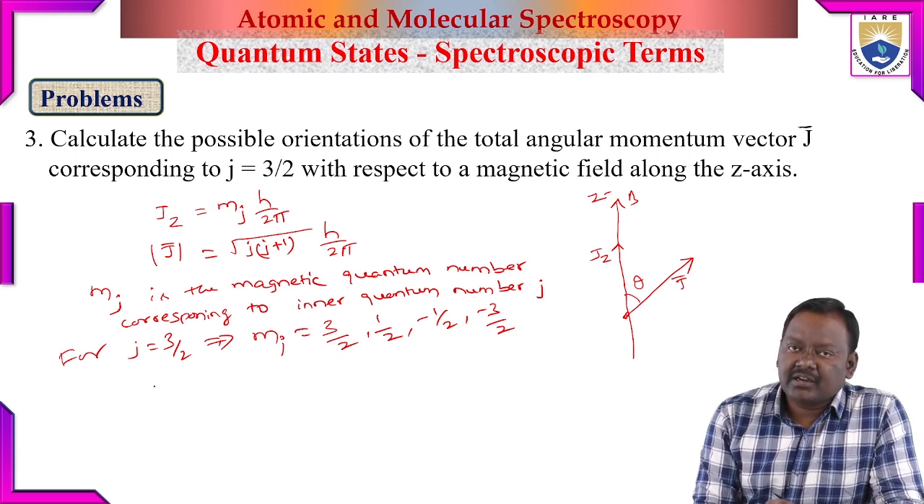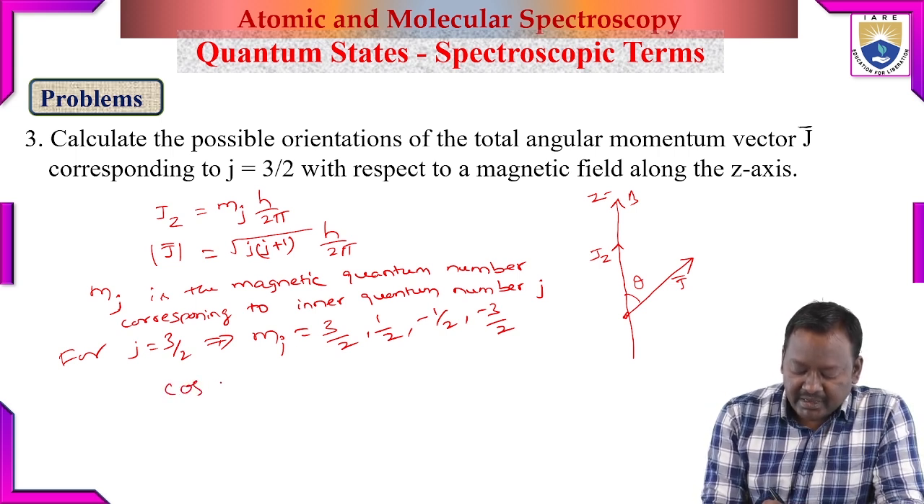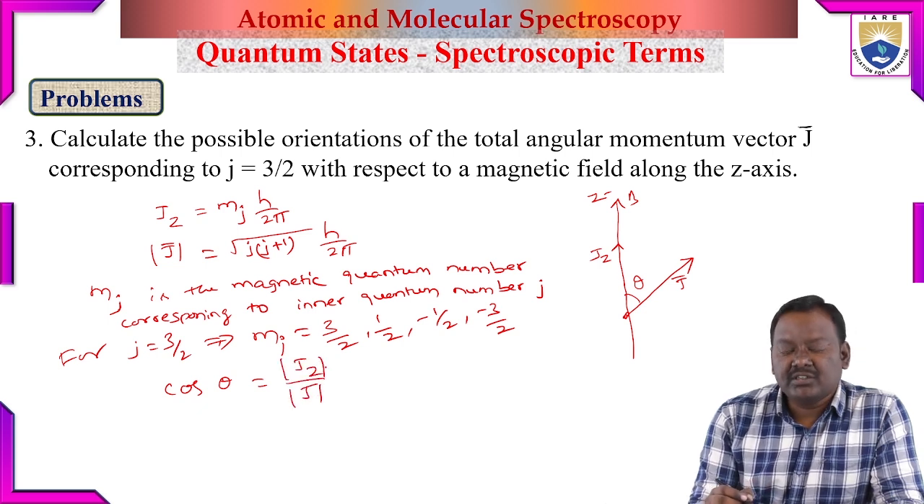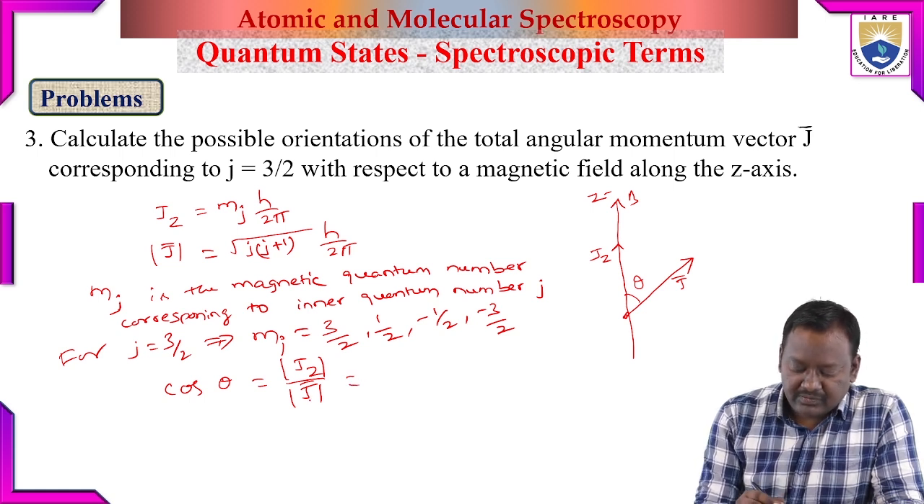So here also we need to find the angle. For that we can take the relation cos theta equal to jz by j, the magnitude of jz and vector j. jz is given by mj into h by 2 pi, and the magnitude of j bar equals square root of j into j plus 1 h by 2 pi. After simplifying this, we get mj by square root of j into j plus 1.